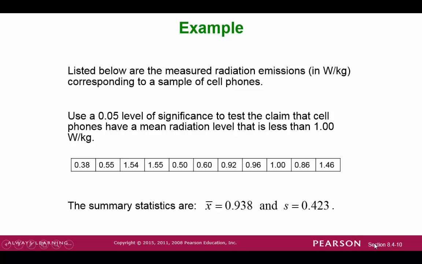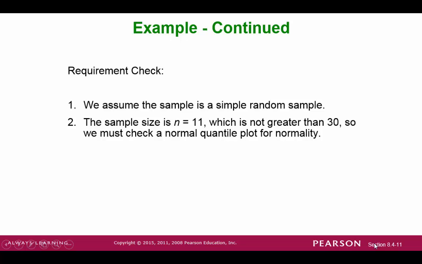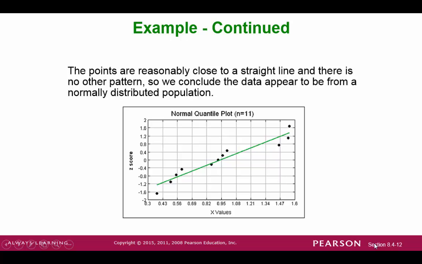Here we have a short list, but the summary statistics are what's important. We have the sample mean to be 0.938 and the sample standard deviation to be 0.423. A quick check of our requirements. We'll assume that the sample is simple and random. The sample size is n, and that's 11, which is quite small. So we want to make sure that this comes from a normally distributed population, and we can just assume that it is.